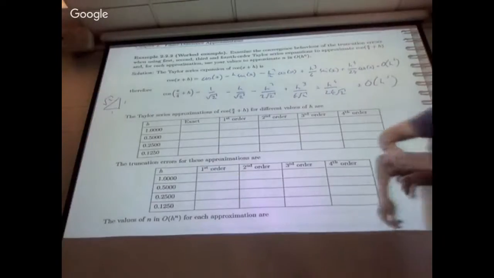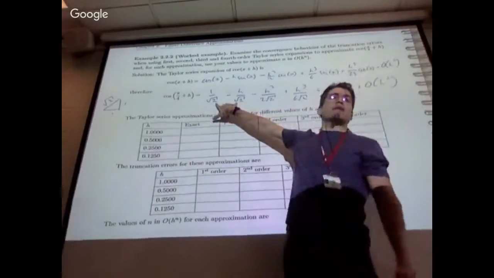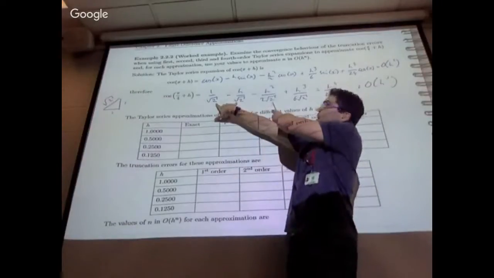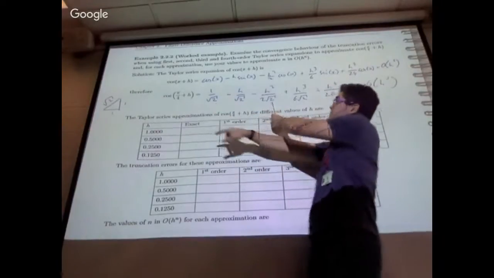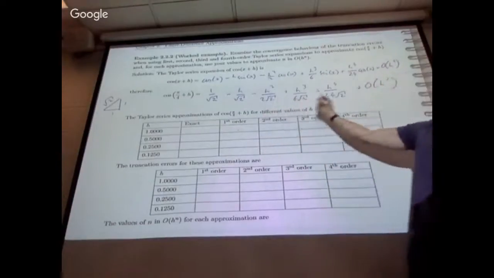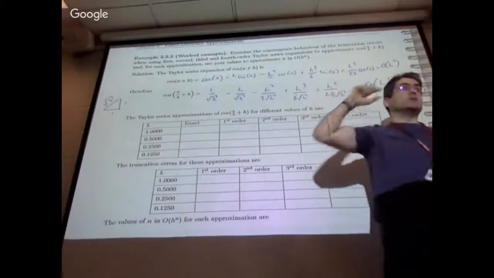Okay, so if I want a first order approximation, I calculate those two. If I want a second order, I just add that term to my first order. If I want a third order, I add that term. If I wanted a fourth order, I add that term.